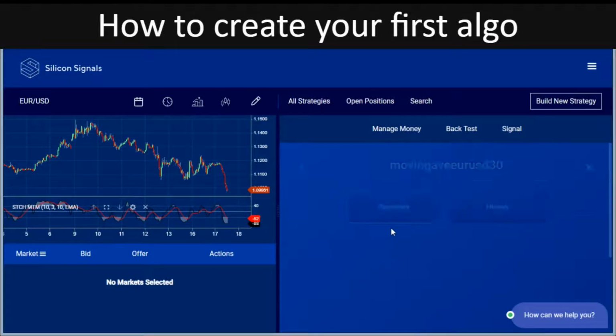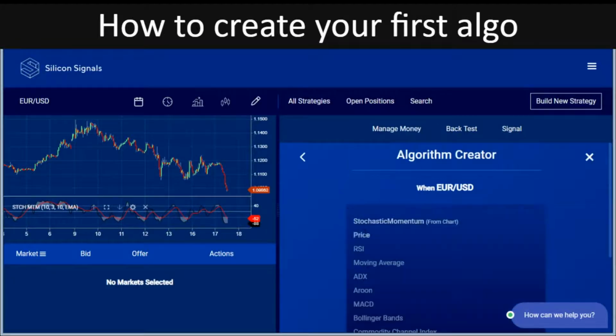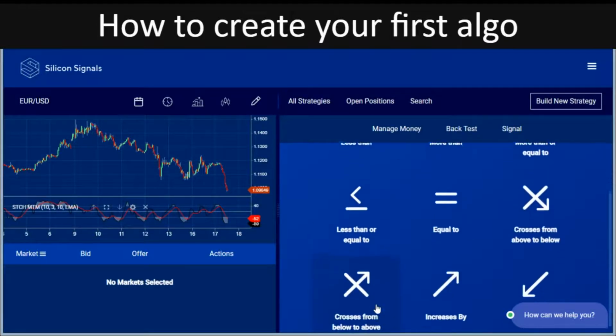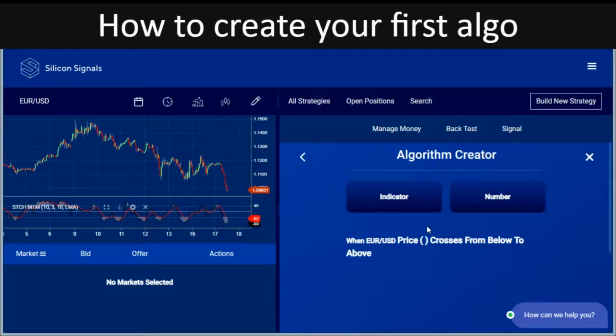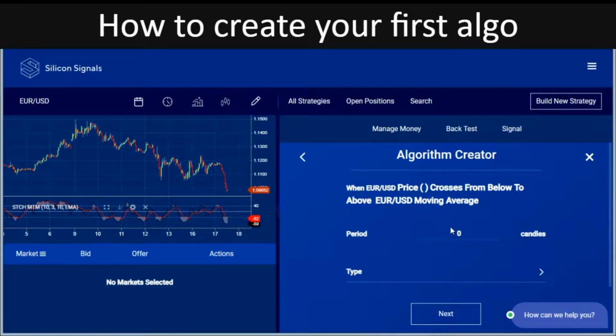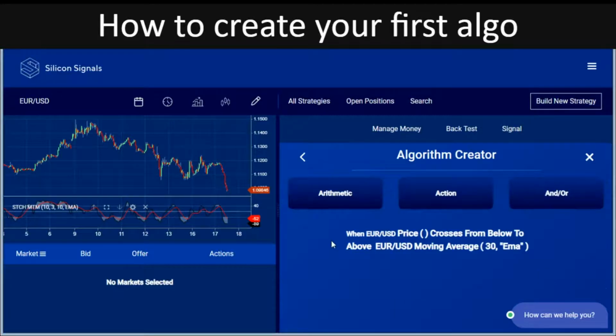We are going to choose price first of all, so we'll choose a price crossing a moving average strategy. The first thing is when euro dollar price, and then we choose the next part, crosses from below to above, and then we choose our moving average. We'll go for a 30 period moving average, and you can choose a simple moving average or an exponential moving average. For this one, let's choose an exponential moving average. We will have explainers of what they both are on the website as well.